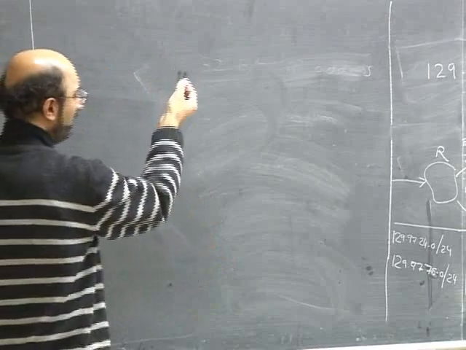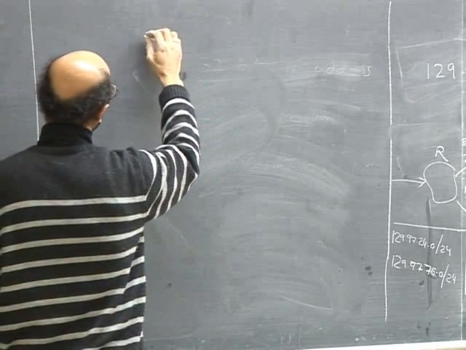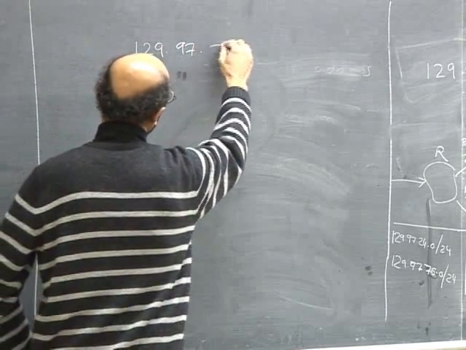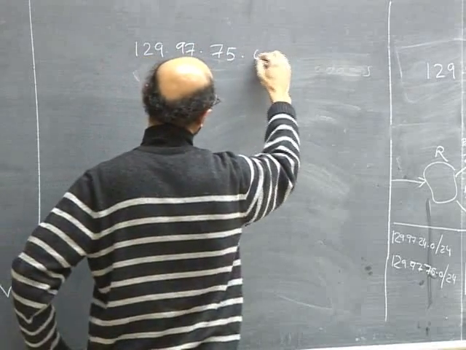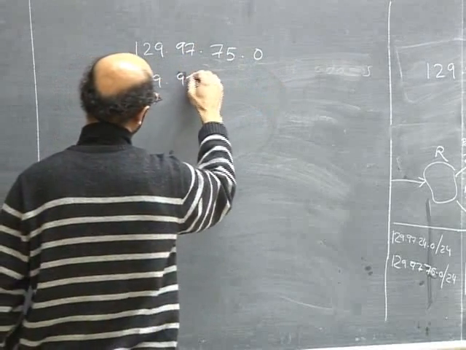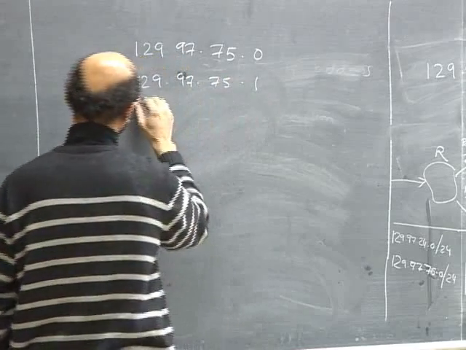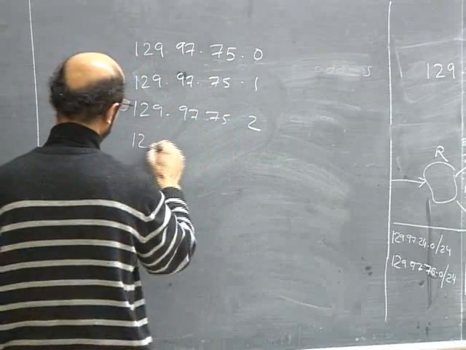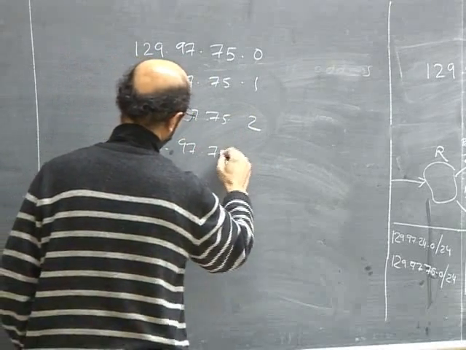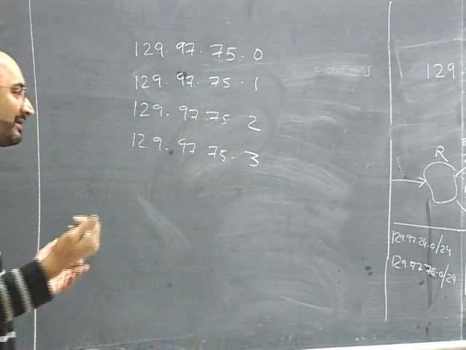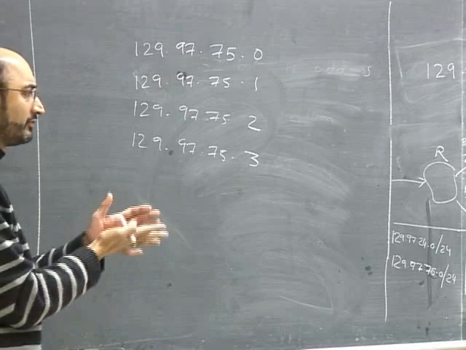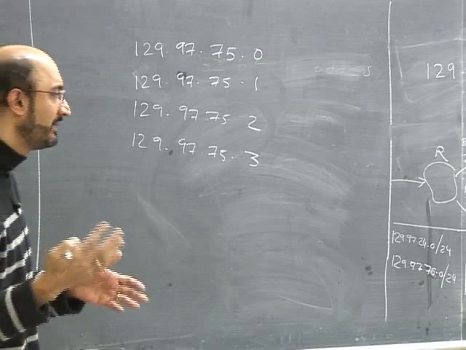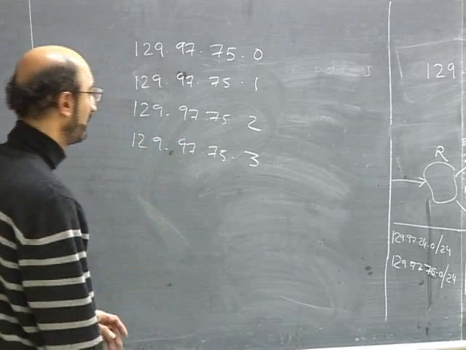So let's take the following 4 IP addresses: 129.97.75.0, 129.97.75.1, 129.97.75.2, and 129.97.75.3. Okay? I picked simple numbers. It can be any contiguous block of 4 that are aligned, so it can be 0 to 3, 4 to 7, 8 through 11, etc. But I just picked this because it's easier this way.